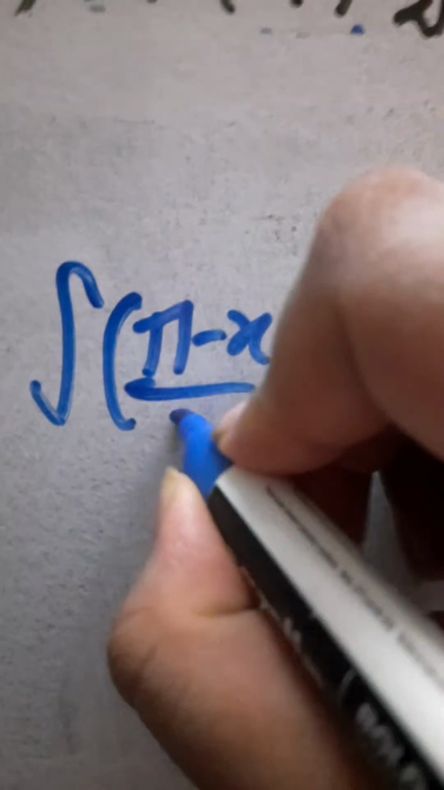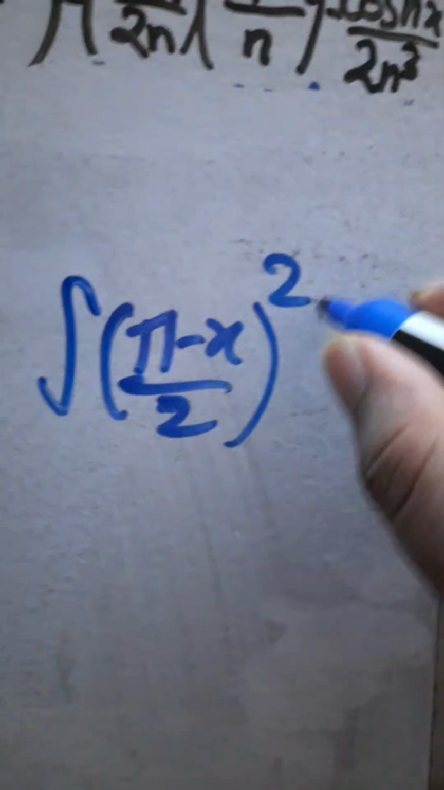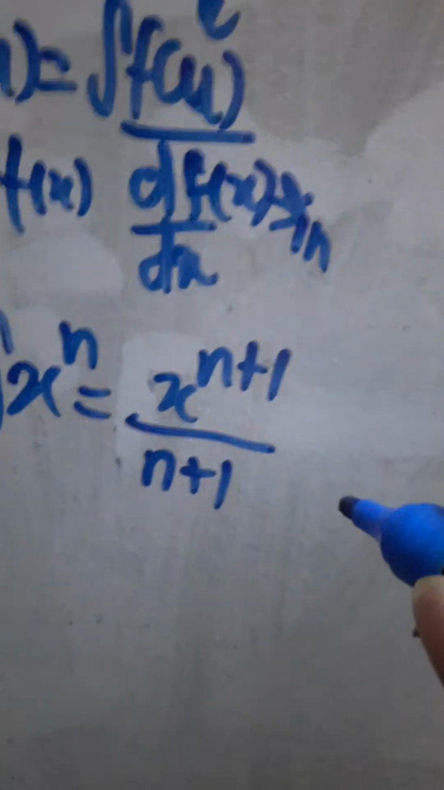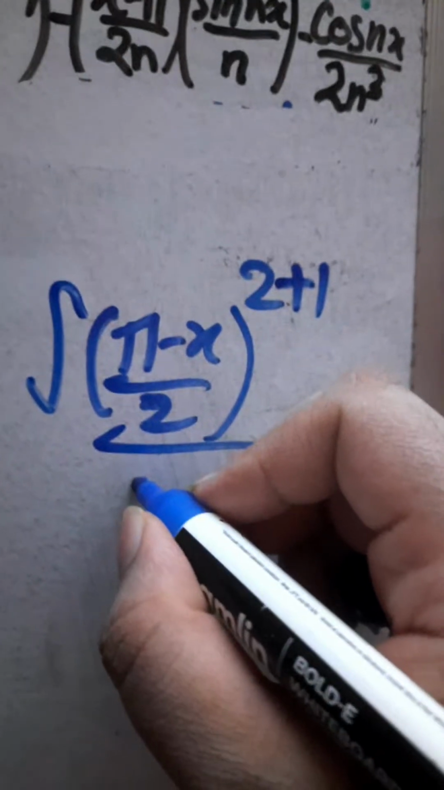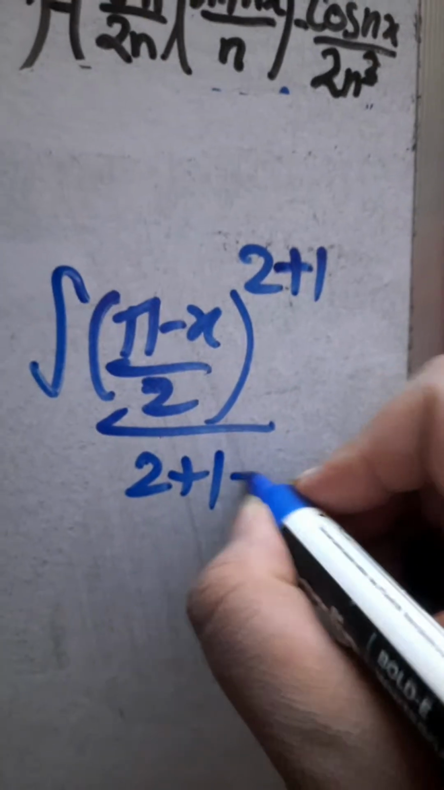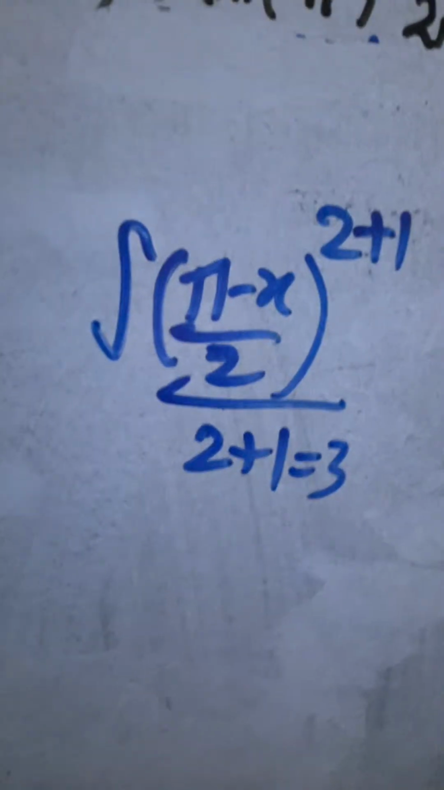So we have to take the integration of pi minus x square first. We don't have to break this down, only the derivative of the inner part. This is n here, the square, the raised-to thing. So we add 1 to the power and divide by the same thing, 2 plus 1, which is equal to 3. What it is going to be, we are going to discuss later.